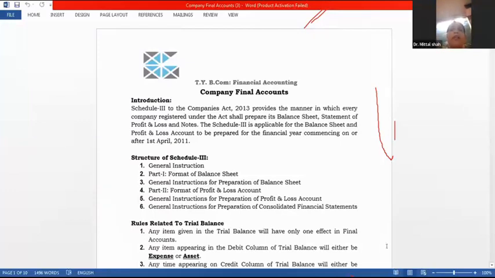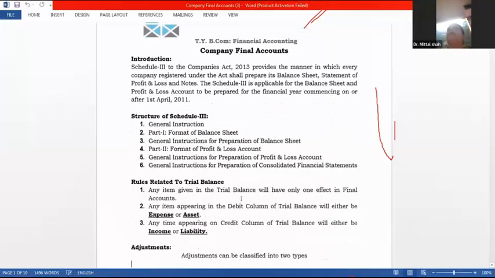Like if they have asked that purchase of assets is wrongly added in the purchase of goods, obviously you have to remove it from the purchase of goods and add it back to the purchase of fixed assets. So these journal entry effects are going to be the same. RDD effects are going to be the same. Bad debts effects are going to be the same. But what is important here is to follow the Schedule 3 format. Okay, so I'm moving towards the Schedule 3 format.